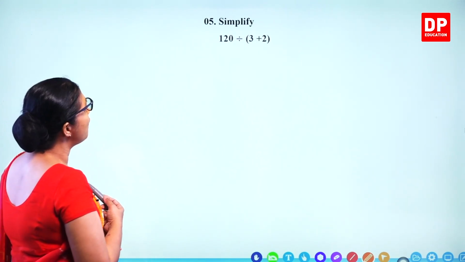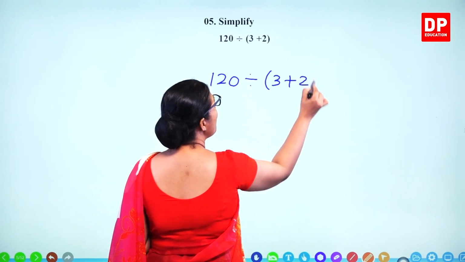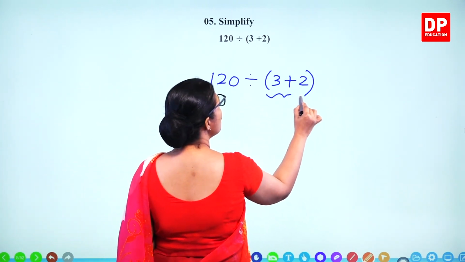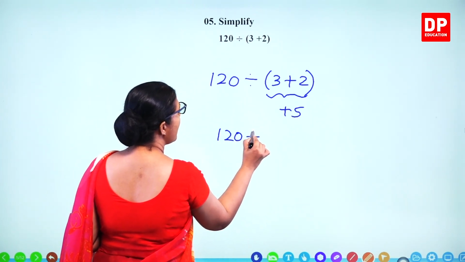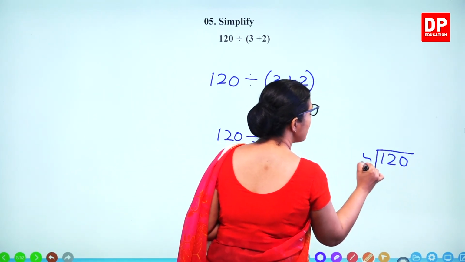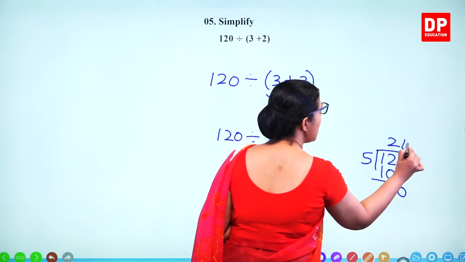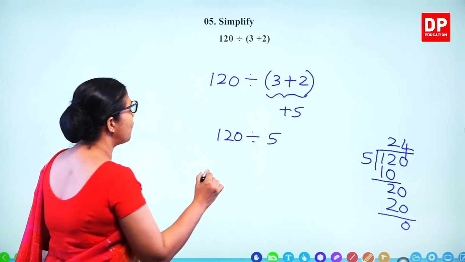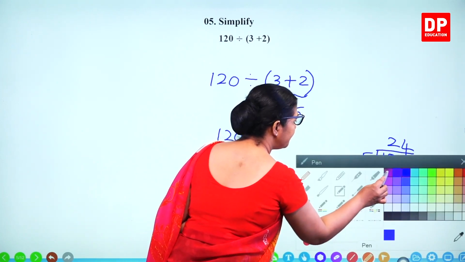Question number 5. Simplify. 120 divided by (3 plus 2). According to BODMAS, brackets first. So brackets we have to do first. 3 plus 2, that's 5. Then you can do the division. 120 divided by 5. You can use long division. 5 times 2, 10. 2 remaining for 20. That's 4. So you get 0. So 24 is the answer. 2 marks for that.